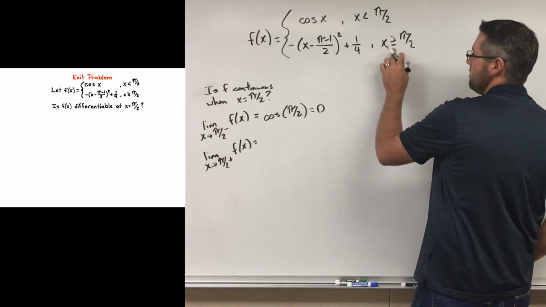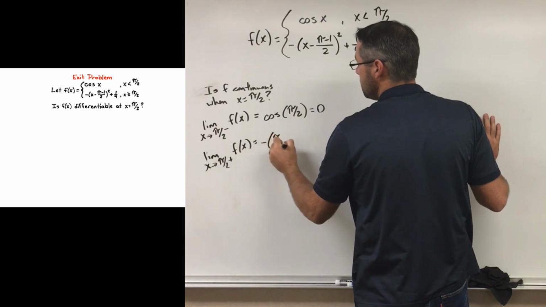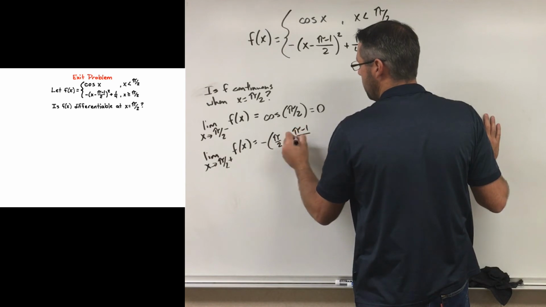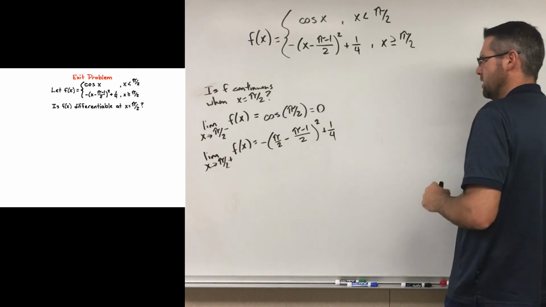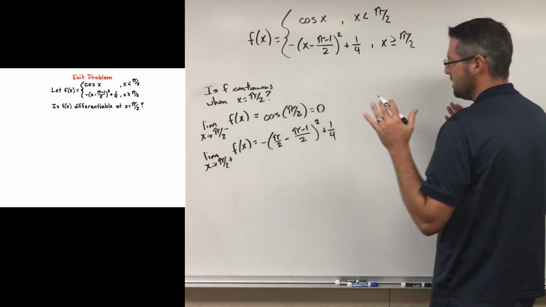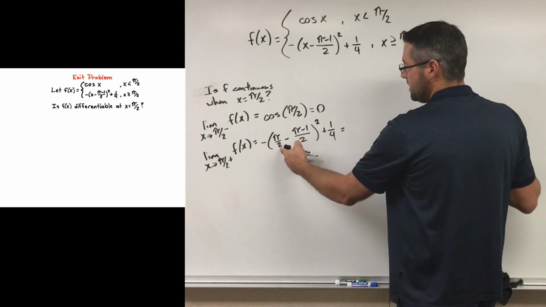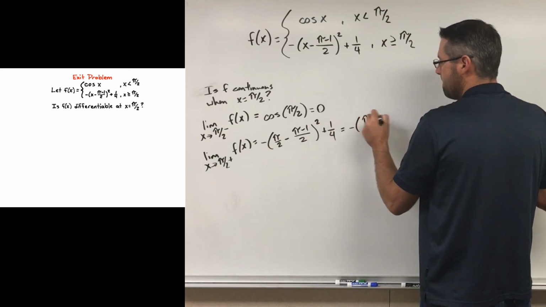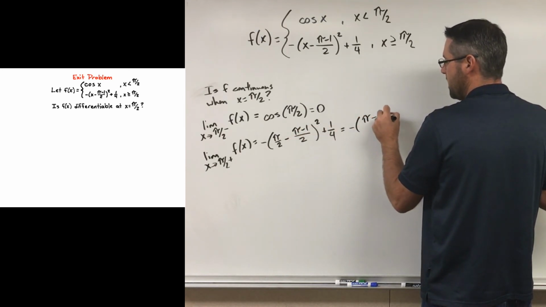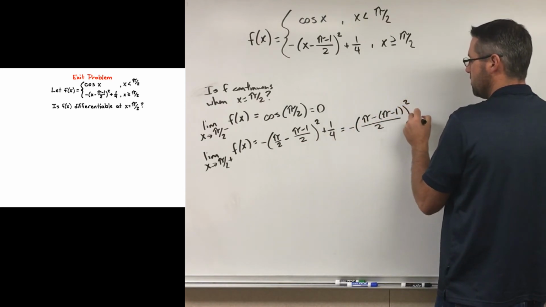We're going to use the bottom portion of this piecewise function. So it's going to be negative, pi over 2 minus pi minus 1 over 2, squared, plus 1/4. Why can't I use a calculator on this? Because you don't need it. These have the common denominator, so it's going to be pi minus, in parentheses, pi minus 1 all over 2, squared, plus 1/4.